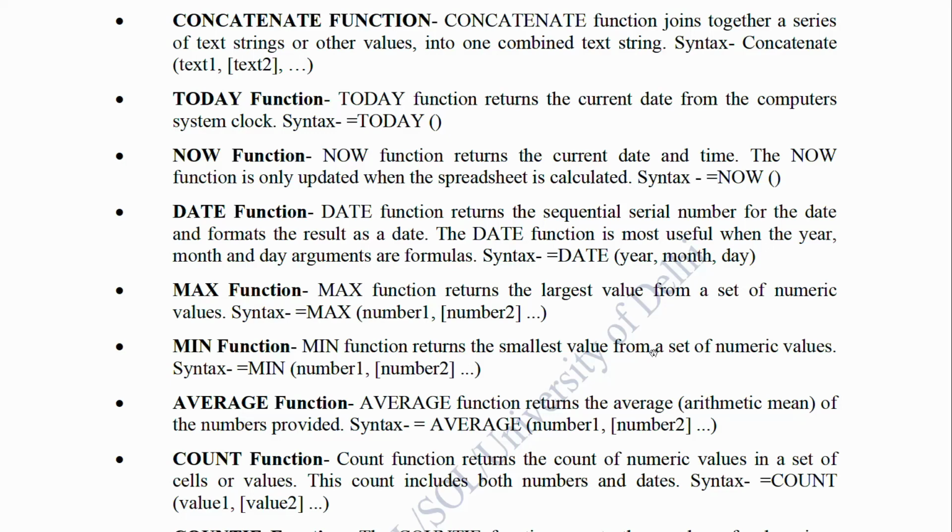Next is the today function. The today function returns the current date from the computer system clock. Syntax is equals to today(). Next is the now function. The now function returns the current date and time. The now function is only updated when the spreadsheet is calculated. Syntax is equals to now().